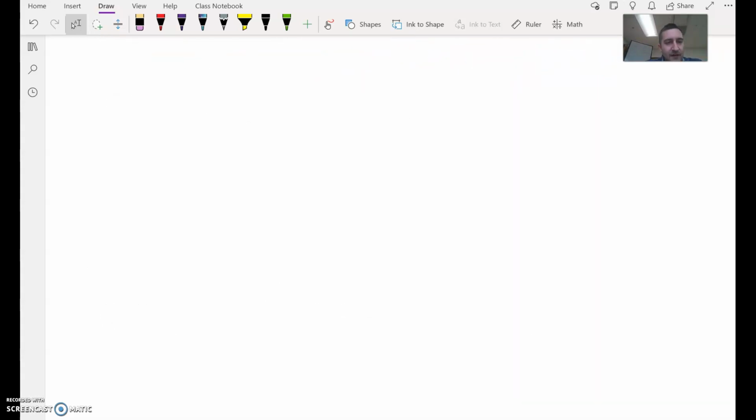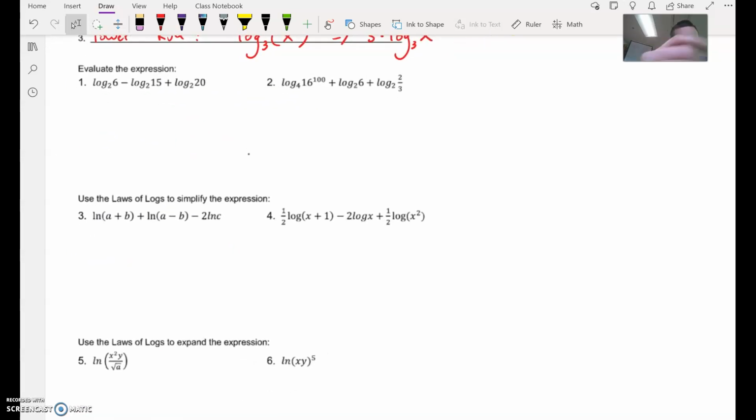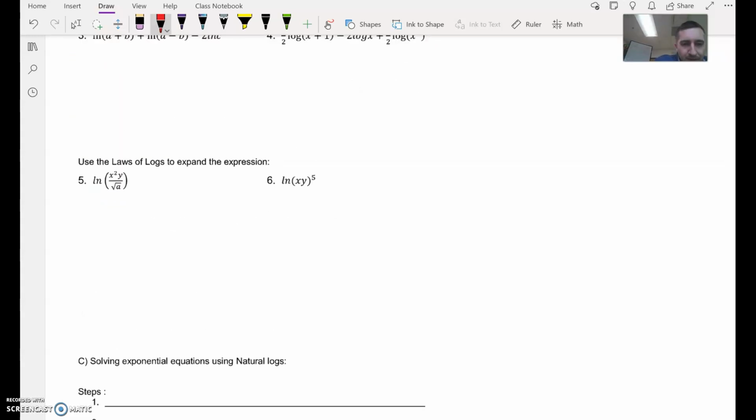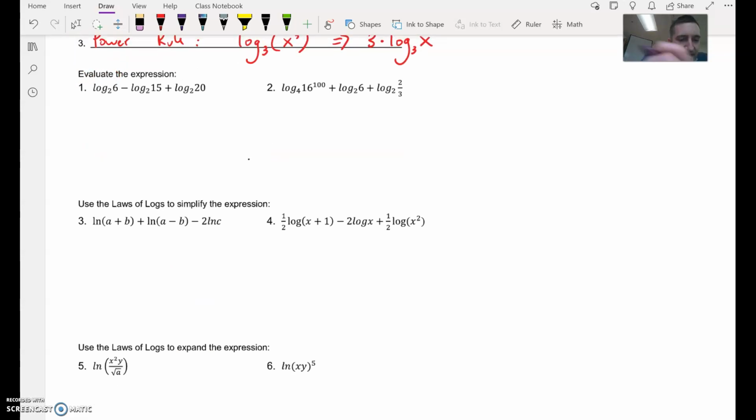This says evaluate the expression. So when you see this, there's three things. There's evaluate. That means solve. You're going to get a number answer. There's use the laws of logarithms to simplify. This looks like we're going to be condensing, because look, there's 1, 2, 3 logs. I'm going to pack it down into 1. But then down here, you can see it's expanding. It's just one logarithm, but I'm going to break it into multiple logarithms. That's my job: evaluate, condense, and expand.